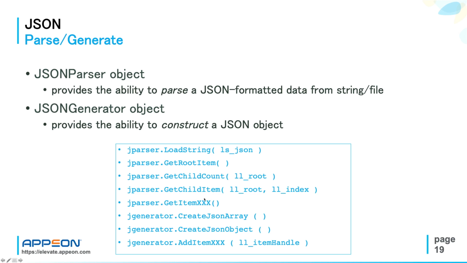When you parse out JSON data, you can load from string and you can get the number of children, a specific child by index, and getters depending on whether the value is an integer, a string, a date, etc. And when you create a JSON object, you can create an object or an array and then add all possible data types in there. And of course, you can do this recursively.